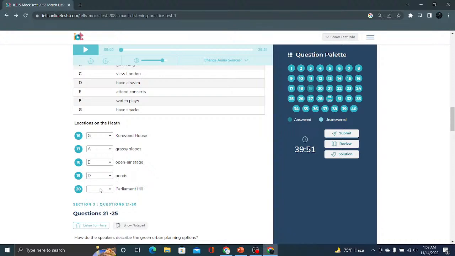And she was saying that for a view of London, you can visit Parliament Hill. So the answer would be view London. That means the answer would be option C.